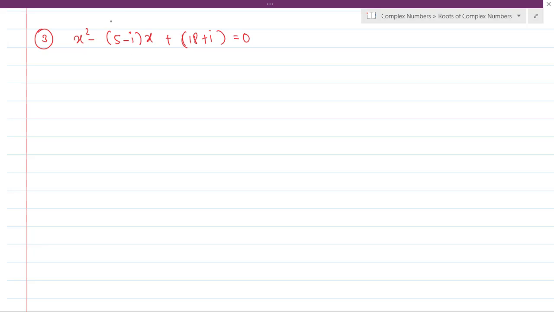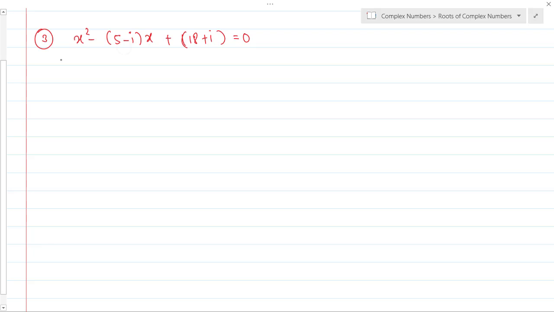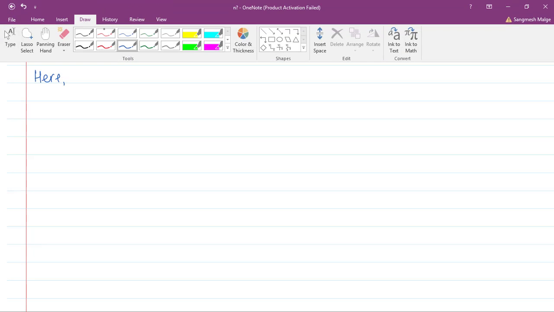So the third question is like this: x square minus of 5 minus i x plus 18 plus i is equal to 0. Okay, now let's solve this. So again we will follow the same procedure here. So first let's find out here. Okay, let me take the black color only.